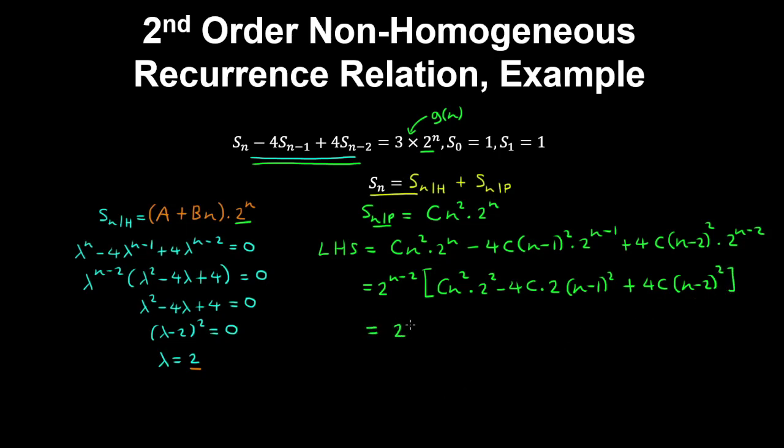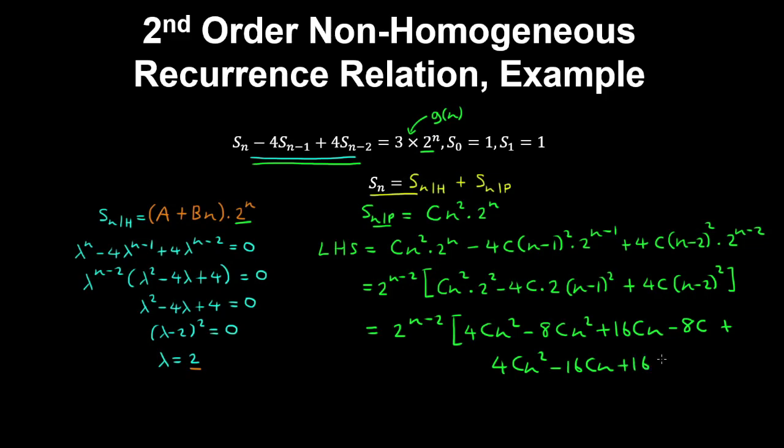And now we can expand the terms in the brackets. So we have 4Cn squared, then minus 8C times n squared, and minus 8C times minus 2n is plus 16Cn. And then minus 8C times 1 is minus 8C. And then we have 4Cn squared, minus 4n times 4C, which is minus 16Cn, and plus 4 times 4C is 16C.